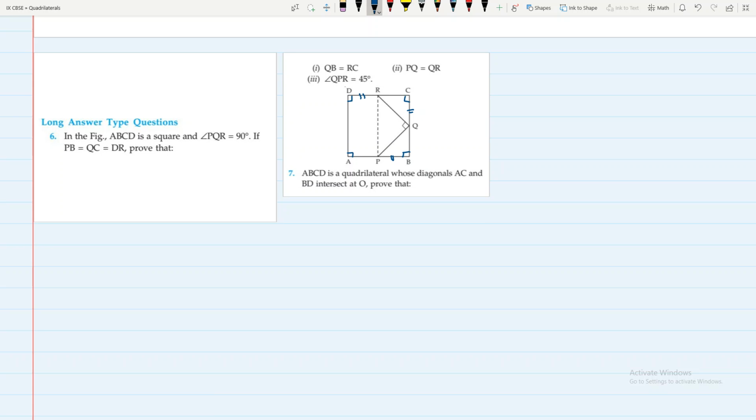If you want to prove they are equal, you can prove it with the help of congruency. So I will tell you how. Let me write. I'm not writing the given, okay? I'm directly writing the proof.